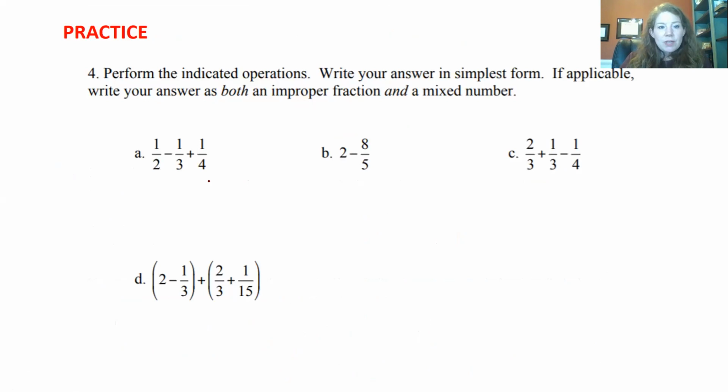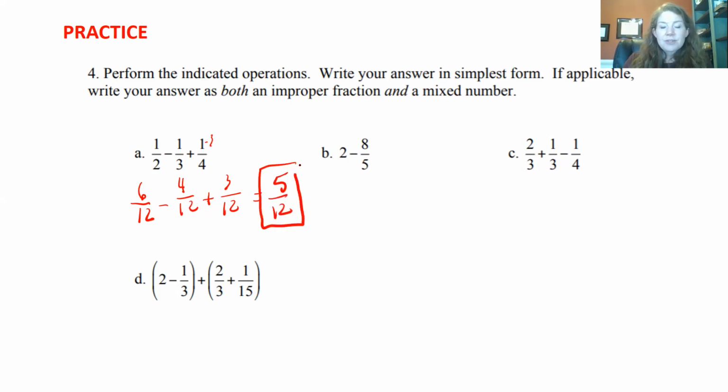All right, number 4, we're going to add and subtract in order from left to right. So for number 4A, we're going to use 12 as the least common multiple. So 2 times 6 is 12, so 6 times 1 is 6. 3 times 4, so 4 times 1 is 4. And 4 times 3 is 12, so 1 times 3 is 3. So 6 minus 4 is 2/12, and 2/12 plus 3/12 is 5/12.